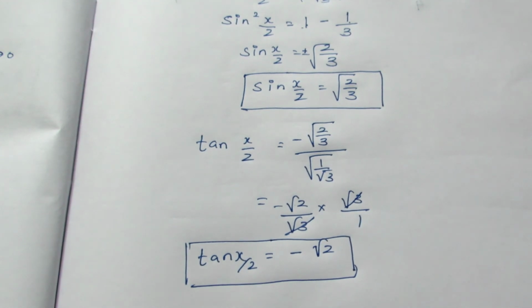So we have found everything: sine, cos and tan. That's all with the sum.